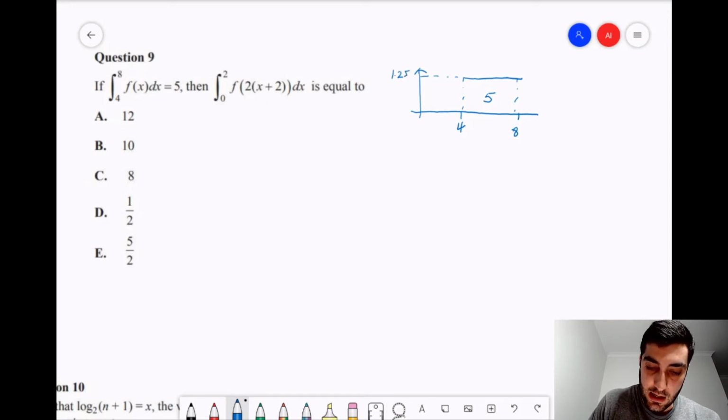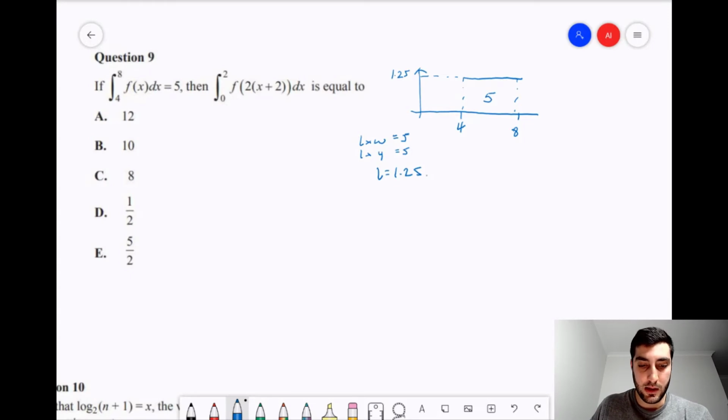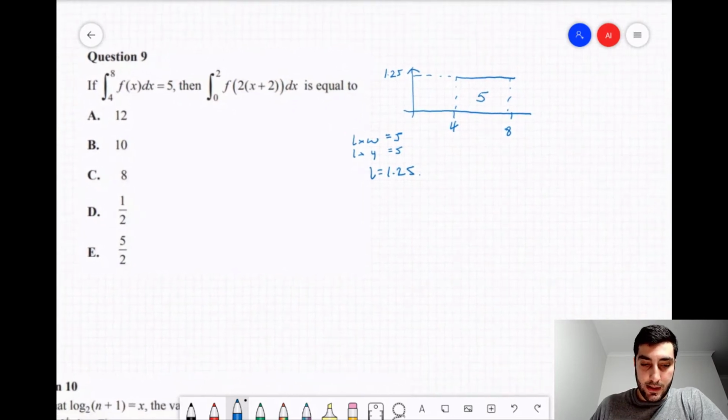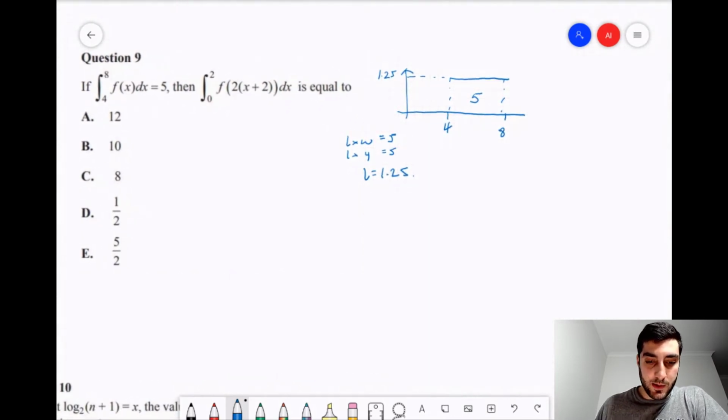So in other words, length times width is equal to 5. We know that the width is 4 there. So length times 4 is equal to 5, which would give us the length, which would be the height, which is 1.25. Great, so that's the first step when I'm answering this type of question. The second step is then applying the dilations. So we've got f of 2x here, and there's also the translation and a dilation. So hopefully you guys are familiar with your order of transformations.